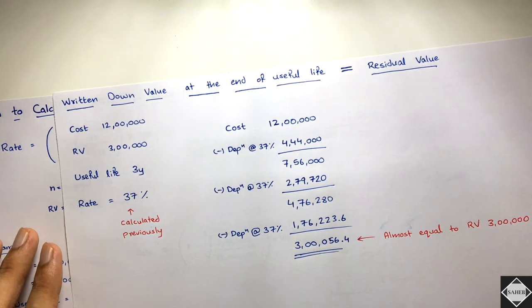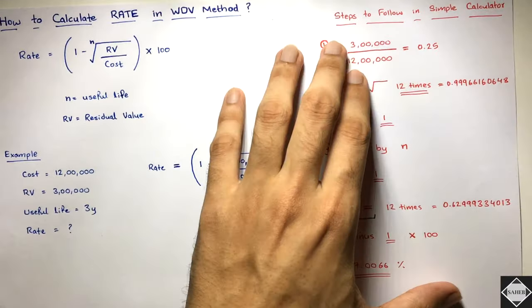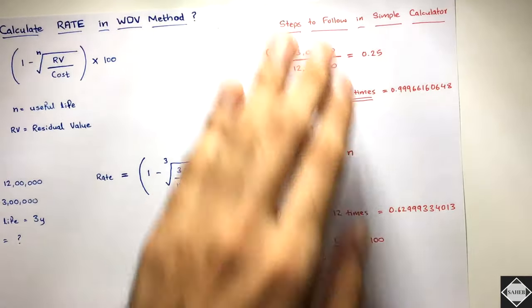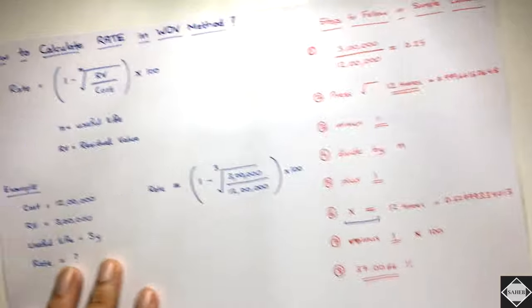Okay, right. So now here I assume you have understood how to calculate the rate. It's really simple. You just have to follow this step. If you are not getting it, then just rewind a little bit and watch this again, and you will be able to do that. And you understood this also.